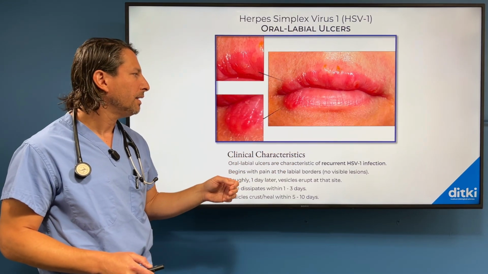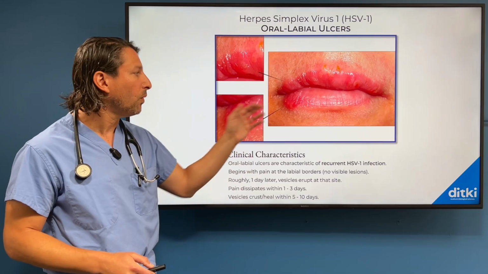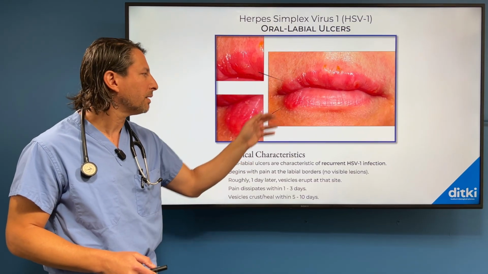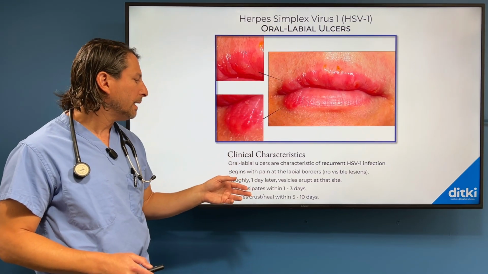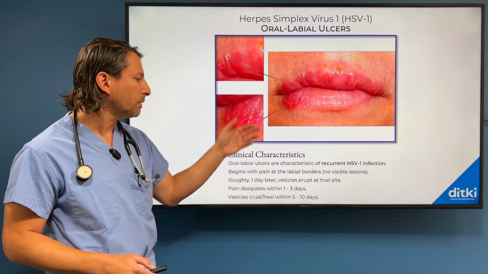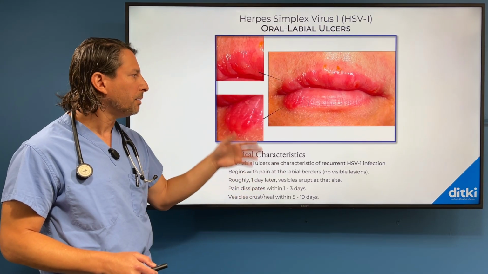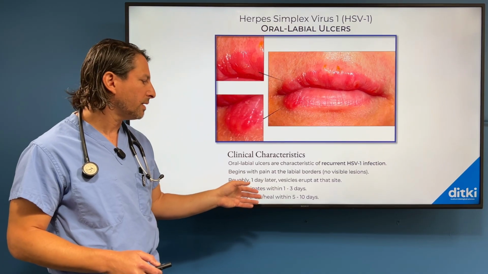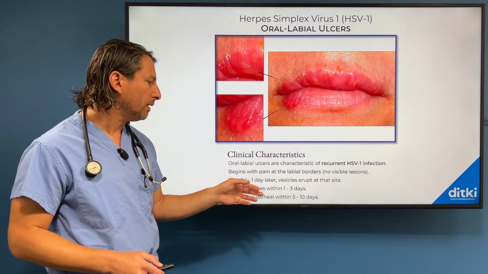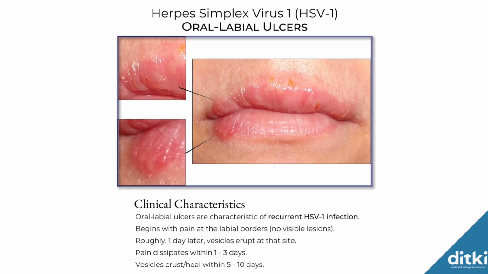and then the infection will carry back down the nerve, back to the skin. So there's typically pain before the ulcer even shows up, here at the labial border right here. And then within a day, the vesicles will start to erupt, the pain will start to dissipate, and then the vesicles will crust over in 5 to 10 days and heal.